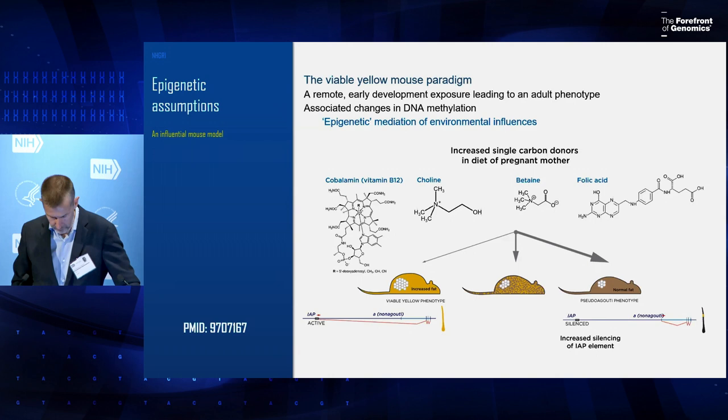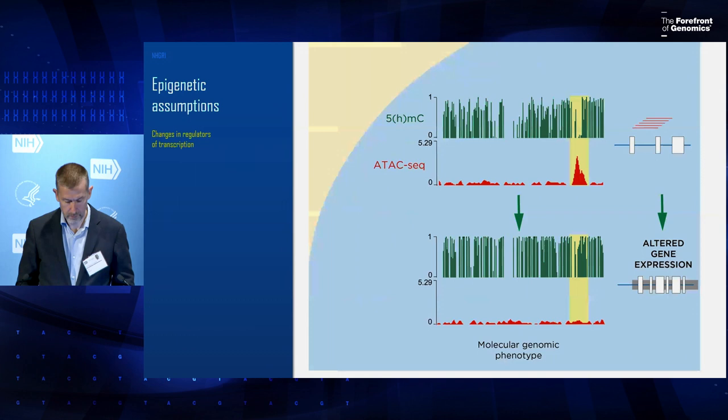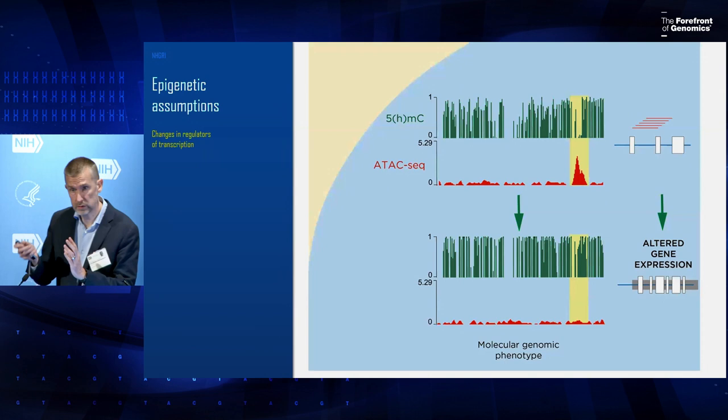So I think this is probably the most influential model that we kind of grew up with. So let's think about what we're saying here. We're saying that there's some sort of extrinsic influence to the cell, and what it's reflected by is some sort of change in either chromatin structure or DNA methylation, and a change consequently in gene expression. So that's how we think about it, right? That's the model that's in our head.